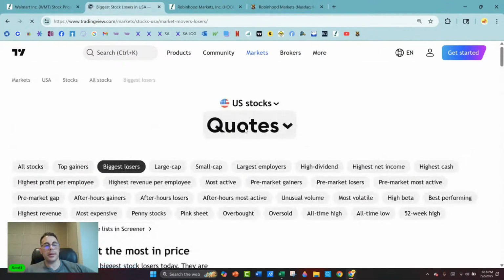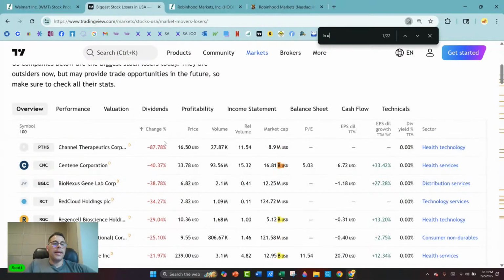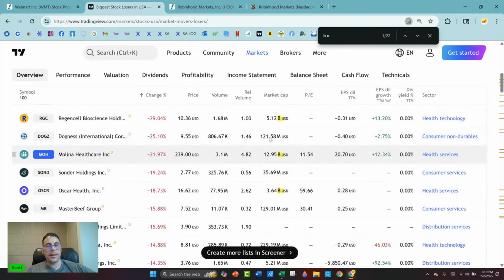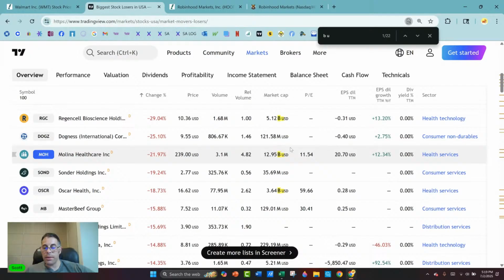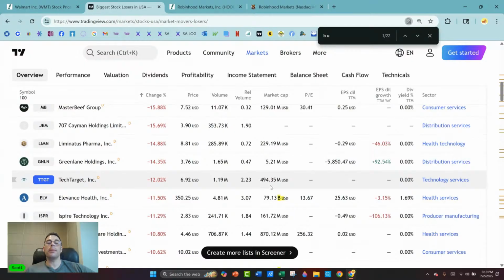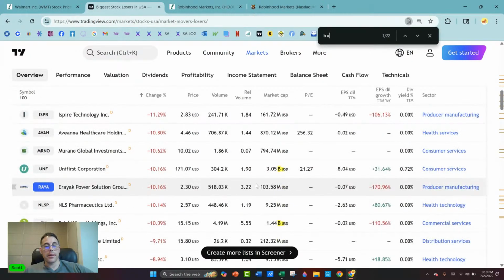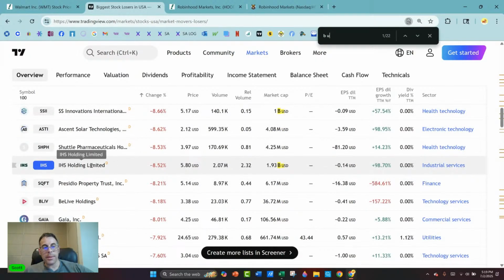Let's just see what stocks went down today. Okay, 88% Channel Therapeutics. I would ignore it. 9 million market cap. Centene, it's a pretty big company. 17 billion market cap, went down 40%. Let's see of other bigger stocks. Oscar Health. That's been getting a lot of press. A lot of people talk about Oscar Health. But throw out some tickers if you want me to look at any of them. Elevance, 79 billion market cap, down 11.5%. Yeah, a lot of them, even the billion-dollar companies, I'm not too familiar.